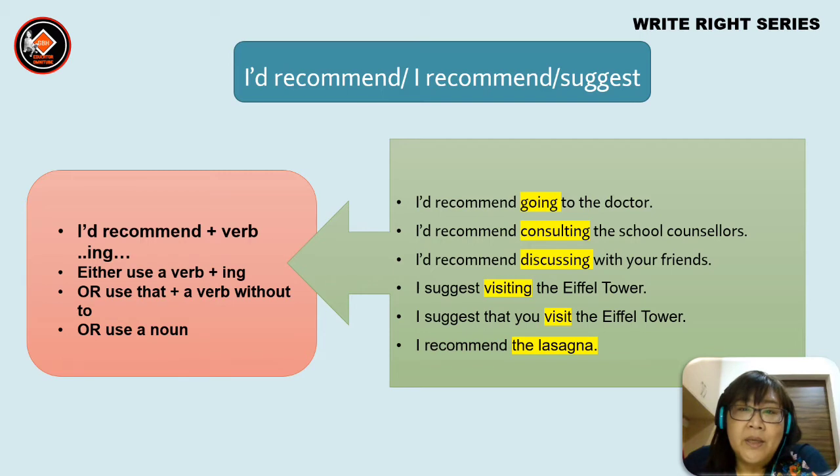Next we have I recommend, or I suggest. So I recommend plus verb, and then remember you must add ing. Either use a verb ing, or use that plus a verb without to, or use a noun. So let's look at sentences. I'd recommend going to the doctor. I'd recommend consulting the school counselors. I'd recommend discussing with your friends. Or you can write, I suggest visiting the Eiffel Tower. Or you can write, I suggest that you visit the Eiffel Tower. And the last example, I recommend the lasagna.